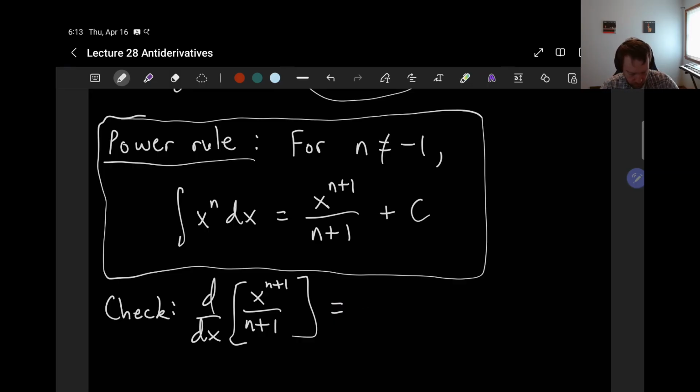All right, so this dividing by n plus 1, that's just a number, not a variable. Right, x is the variable here. So this divided by n plus 1, that's just a constant. Think of it like this. We can move it out of the derivative.